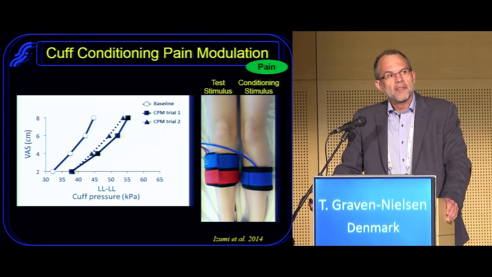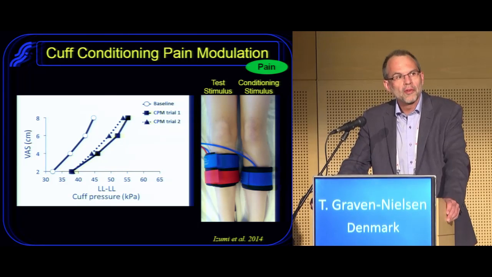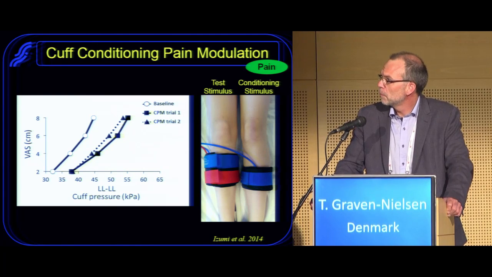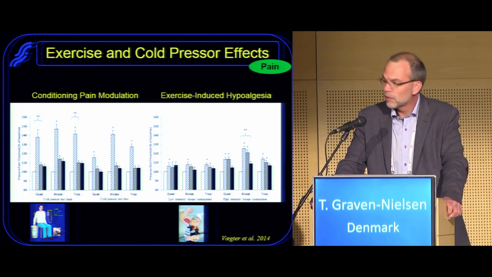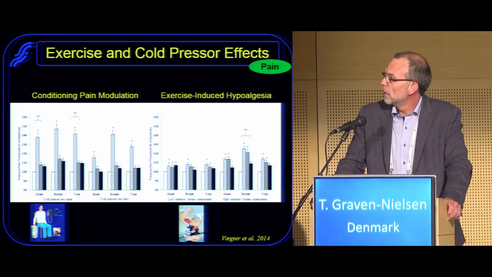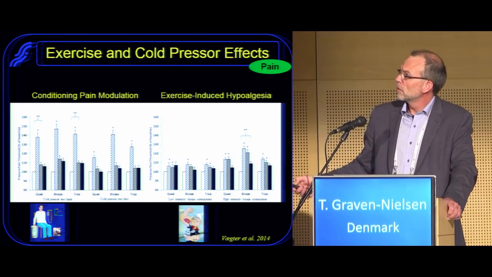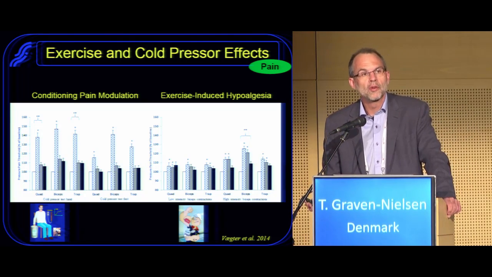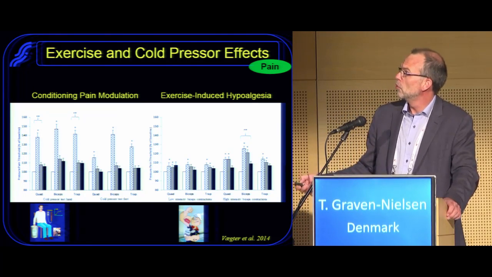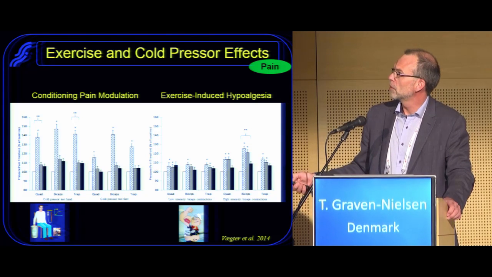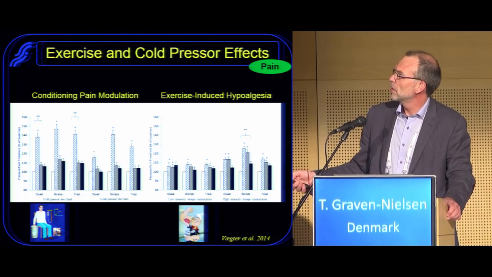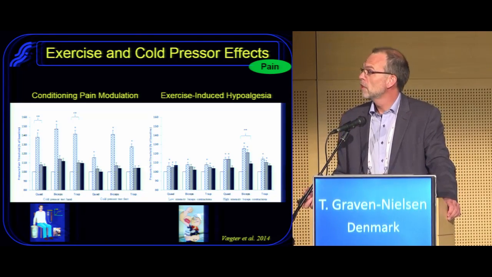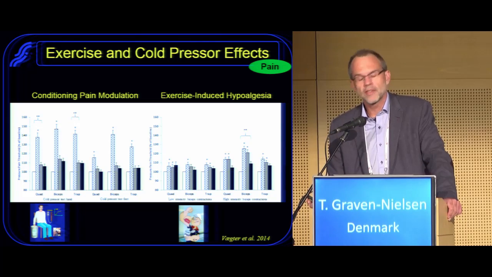So we can definitely evaluate this. The value of the descending control characteristics is studied in many different experiments. Here you see an experiment where we have looked at the difference between what is happening when we do conditioning pain modulation with the cold pressor test and when we ask subjects to do a strong exercise. This is isometric contraction. You can see that the exercise-induced hypoalgesia is not as strong as the conditioning pain modulation, but it has the same spatial characteristics.